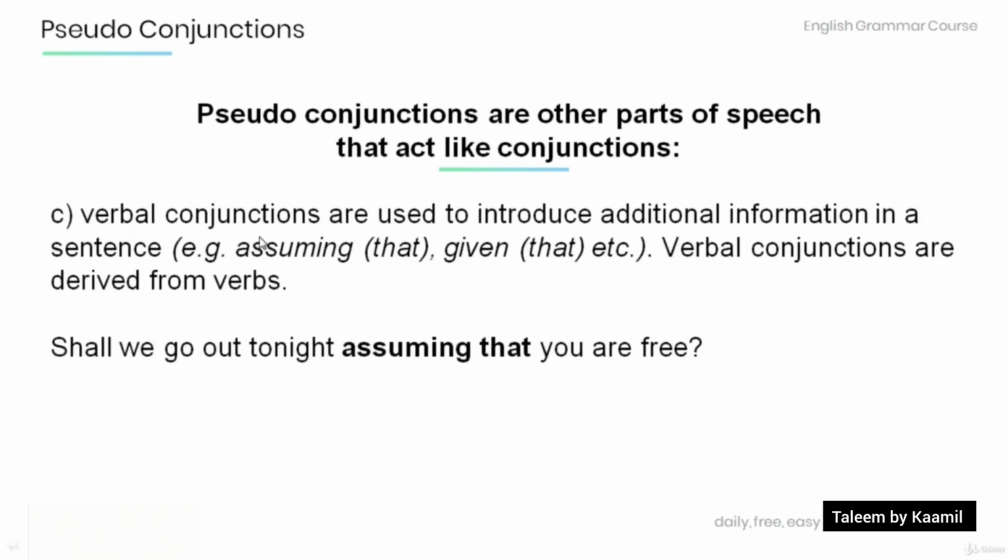C. Verbal conjunctions are used to introduce additional information in a sentence. Examples of verbal conjunctions are assuming that, given that, etc. Note that verbal conjunctions are derived from verbs. Have a look at the example over here. Shall we go out tonight, assuming that you are free? Now, the verbal conjunction in this sentence, assuming that, is used to introduce additional information. You are free.